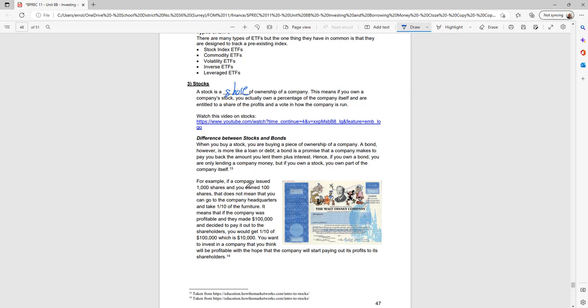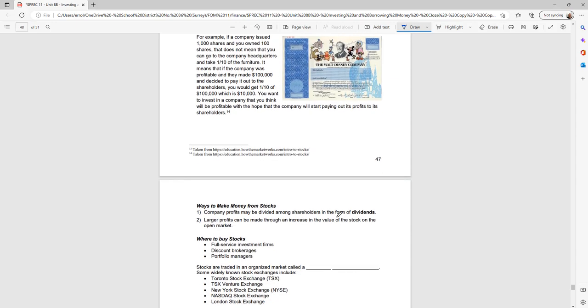So for example, if a company issued 1,000 shares and you own 100 shares, that does not mean that you can go to the company headquarters and take 1/10 of the furniture. It means that if the company was profitable, and let's say they made $100,000 and decided to pay it out to the shareholders, you would get 1/10 of that $100,000, which is $10,000. You want to invest in a company that you think will be profitable with the hope that the company will start paying its profits to its shareholders. So it sounds like a pretty good deal, assuming that the company is profitable.